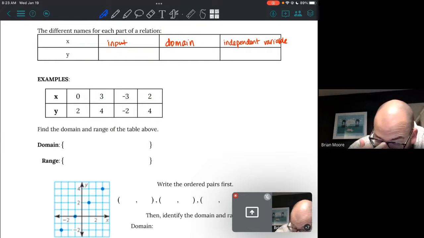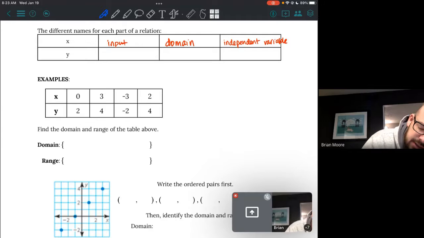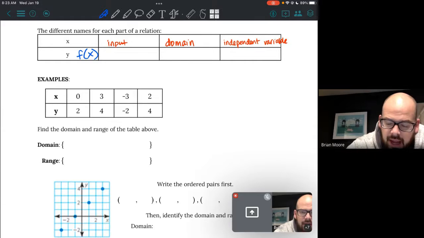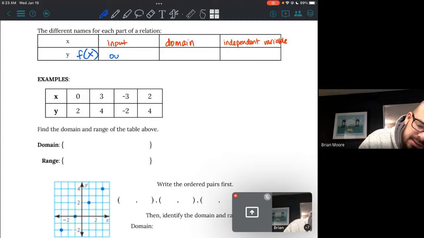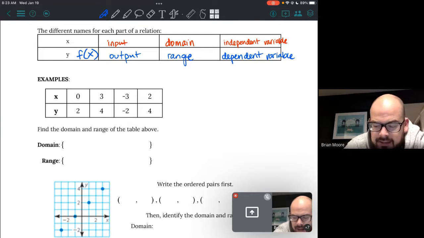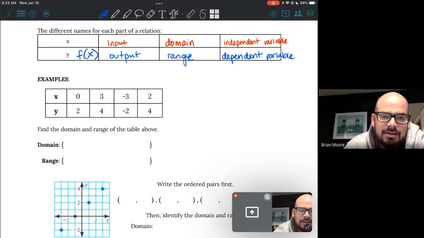Now, with Y, especially for functions, we also need to be able to understand that Y and f of X are the same exact thing. And then the other ones, they just pair. So if X is input, Y is output. If X is domain, Y is the range. And if X is the independent variable, then Y is the dependent variable. Y is dependent on what X is. Your output depends on your input.